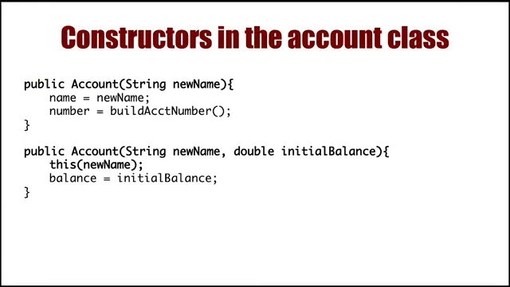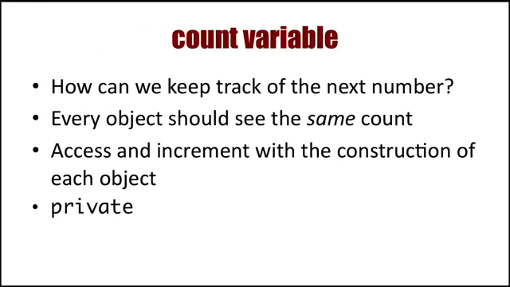Our improved constructors rely on the method to build a proper account number. We would also need to delete the setNumber method because we don't want client programs changing account numbers. How can we keep track of this sequential number? We need this to generate sequence numbers for the accounts.